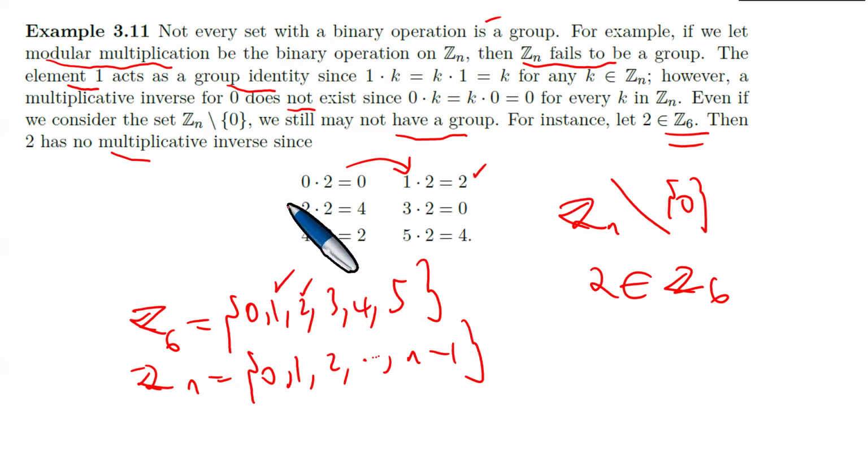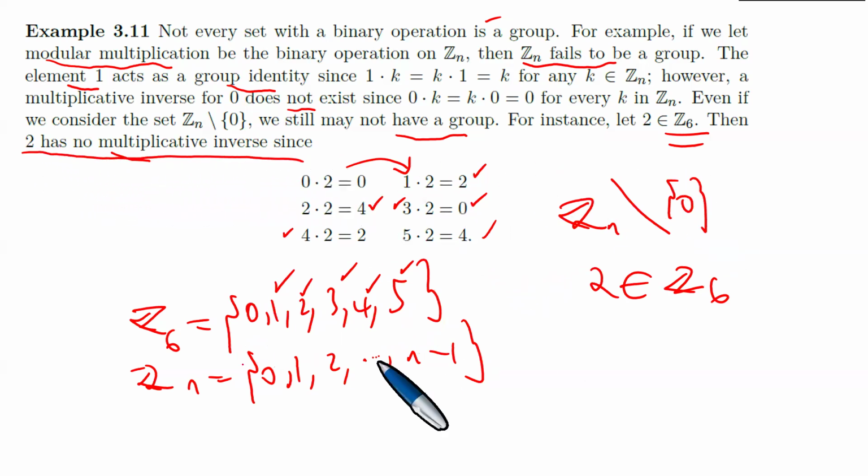Then we have 2. 2 by 2 is 4. 3 by 2 is 0. 4 by 2 in mod 6: 4 by 2 is 8, but it is 2 in modulo 6. Then we have 5. 5 by 2 is 4. We can see that after multiplying 2 with all these numbers, 0 times 2, 1 times 2, up to 5 times 2, none of them give 1. So in other words, 2 has no multiplicative inverse in Z6.